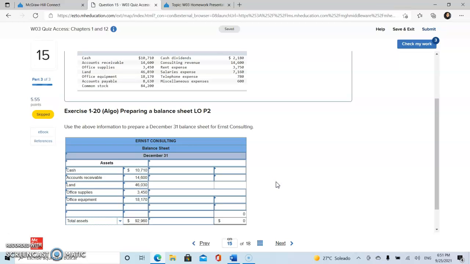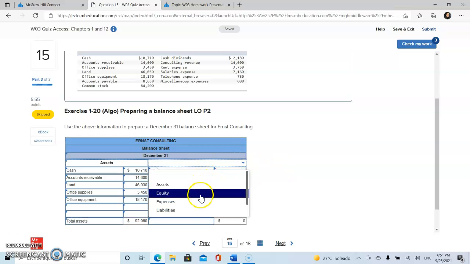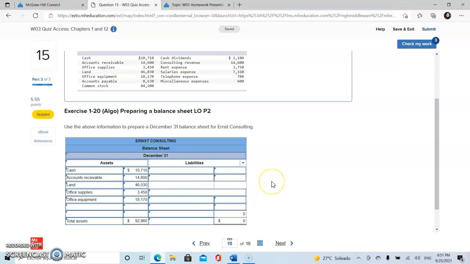Okay. So now, in the upper right side of the balance sheet, we will put our liabilities. Liabilities are the business's financial responsibilities to an entity or person. In other words, what the company owes to its creditors. In this case, we only have accounts payable right here. So I'm going to go ahead and put this one right here.